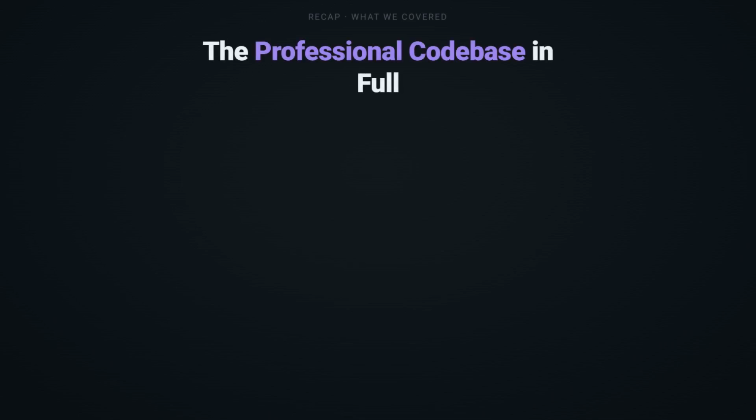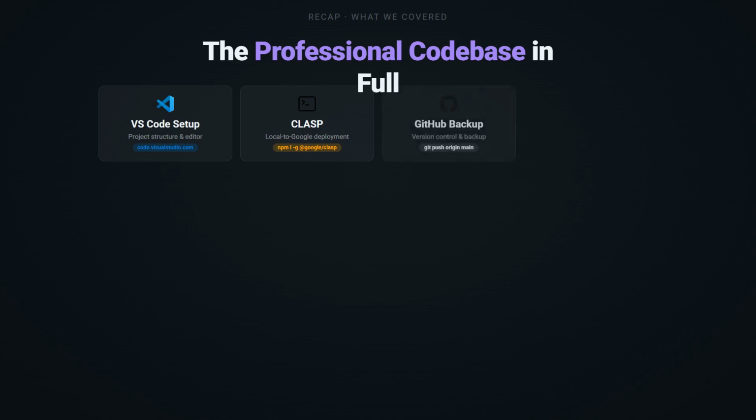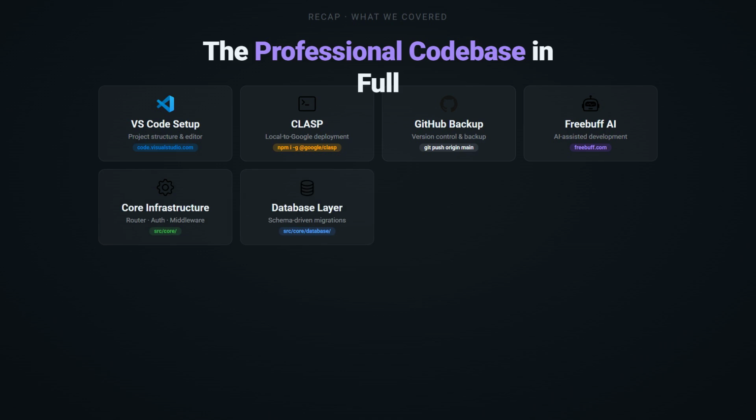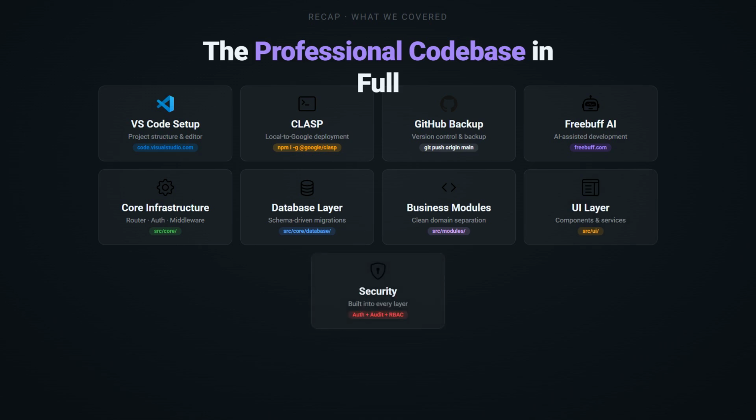So let me recap what we covered. We looked at the VS Code setup and project structure. We saw how Clasp connects local code to Google. How GitHub backs it up. How Freebuff makes AI-assisted development possible. Then we walked through the entire code base: the core infrastructure layer, the database layer with schema-driven migrations, that's my favorite part, the business modules that keep each domain clean and separate, and the UI layer that brings it all together. And we saw how security is built in at every level.